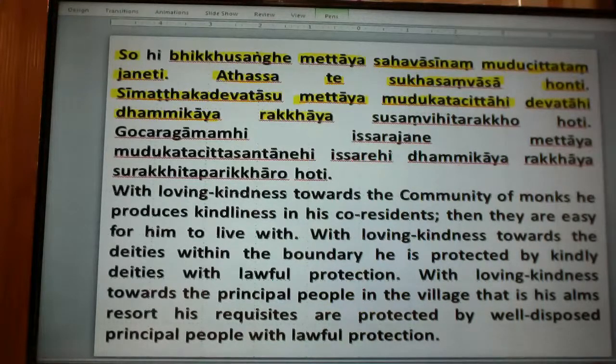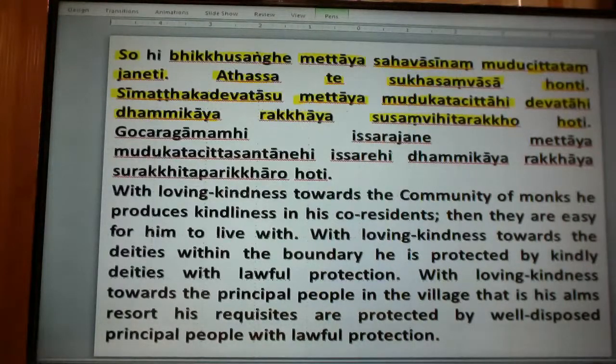Because they get the loving kindness, the celestial beings appreciate all these men's loving kindness to them, so they have to protect them in return, vice versa, reciprocally. So, surakkhita rakkho hoti. Surakkhita rakkho.